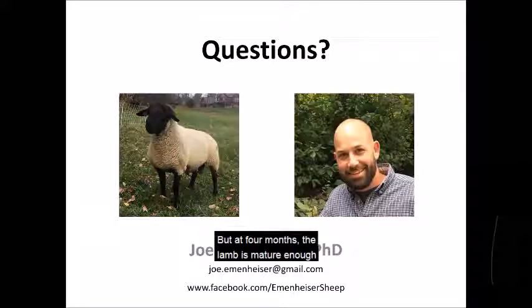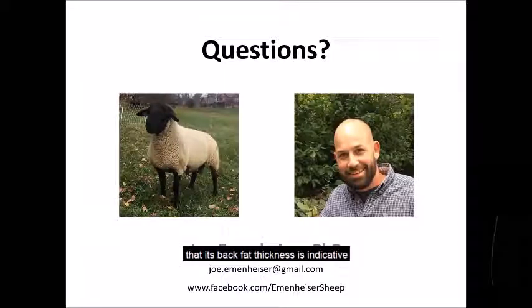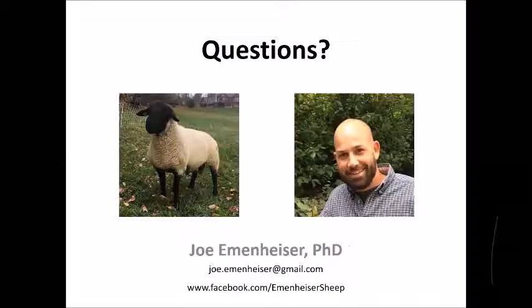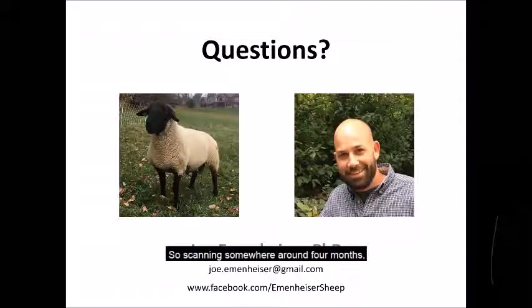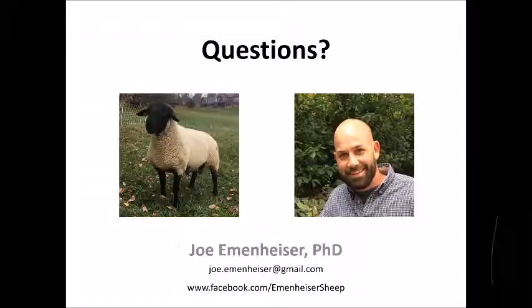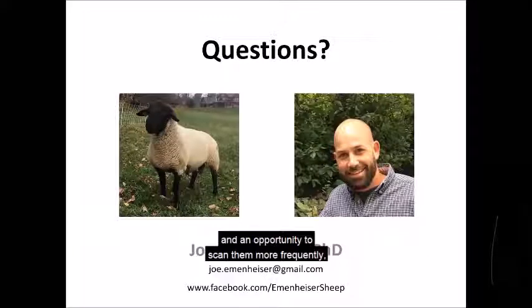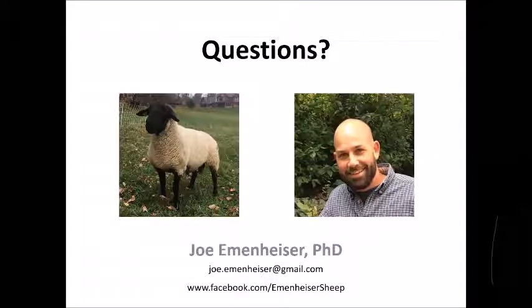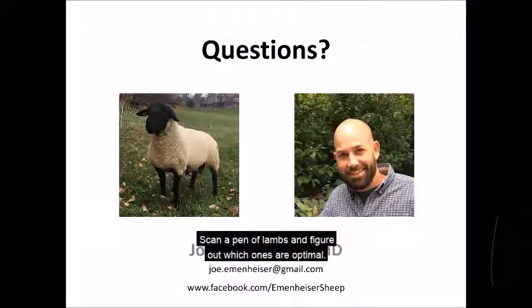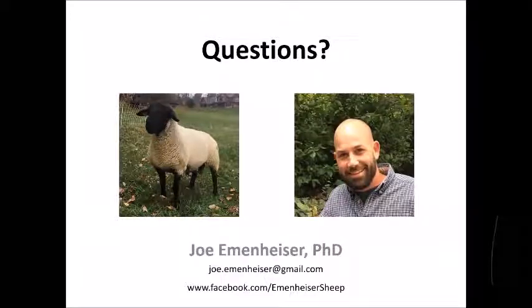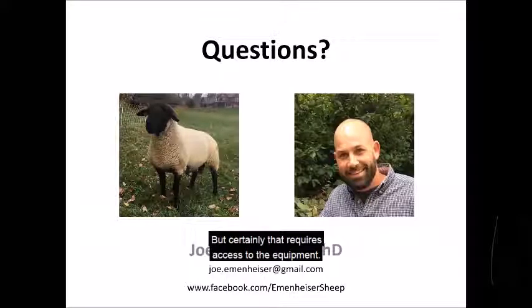But at 4 months, the lamb is mature enough that its back fat thickness is indicative of what its back fat thickness would be at a range of typical slaughter weights. So scanning somewhere around 4 months for both meat lambs and potential breeding stock is suitable. If we have access to an ultrasound machine, with the opportunity to scan them more frequently, we could do it on a weekly basis. Scan a pen of lambs and figure out which ones are optimal. But certainly that requires access to the equipment.